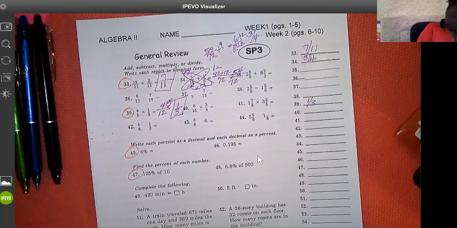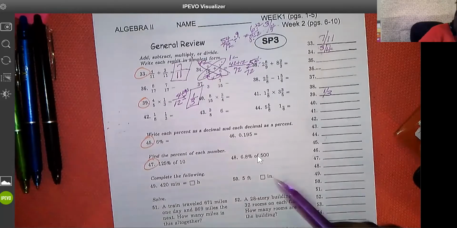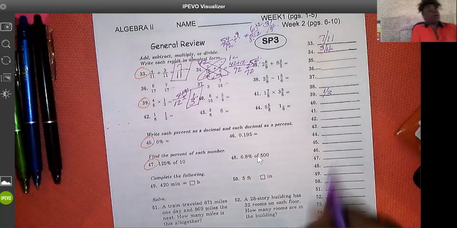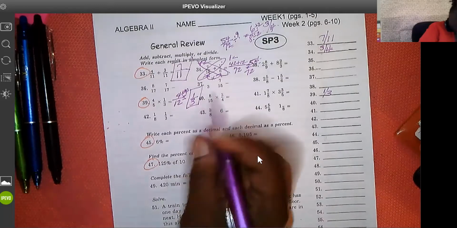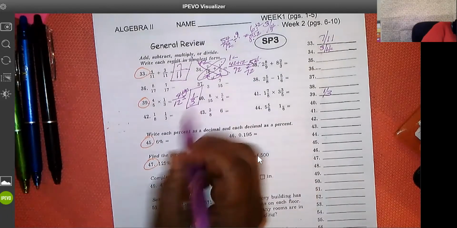Now we go down to percents. It says write each percent as a decimal and each decimal as a percent. So when we are in percents, that lets us know it's 6 out of 100. So that's one way of looking at it.